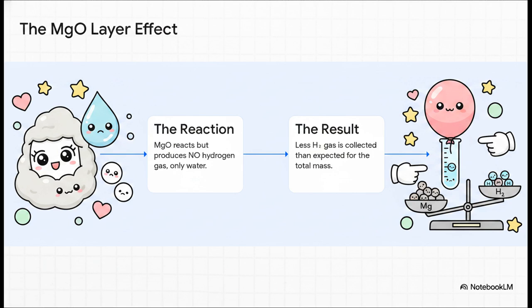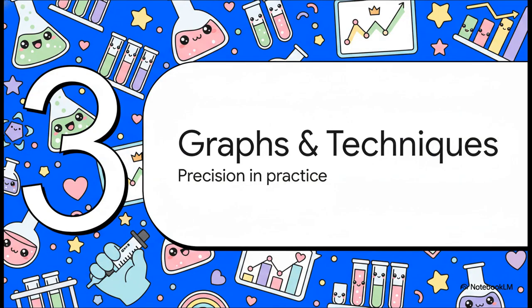So when you do the math, it looks like you had more magnesium than hydrogen, and your mole ratio gets skewed. It's a classic trap. All right, so that's calculations. Now let's see how these ideas about precision carry over into our practical techniques and graphs. This is where your hands-on lab skills really get put to the test.